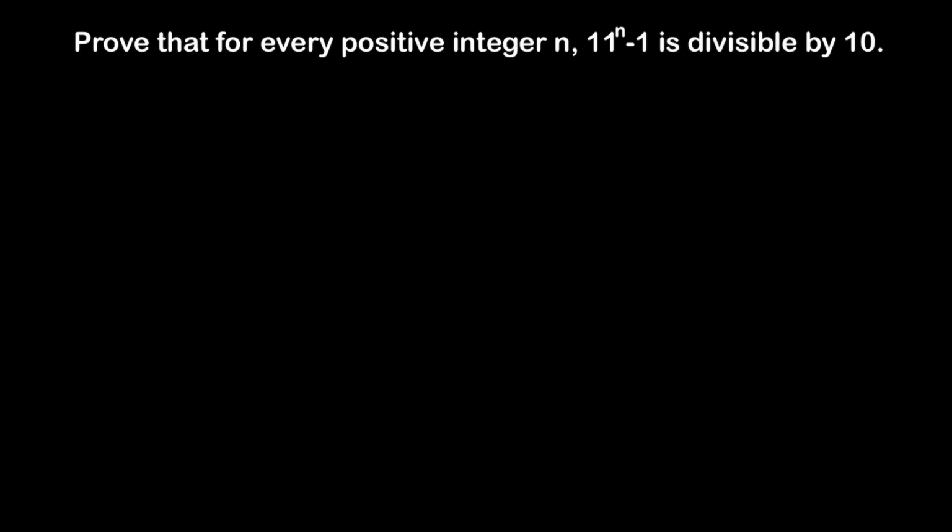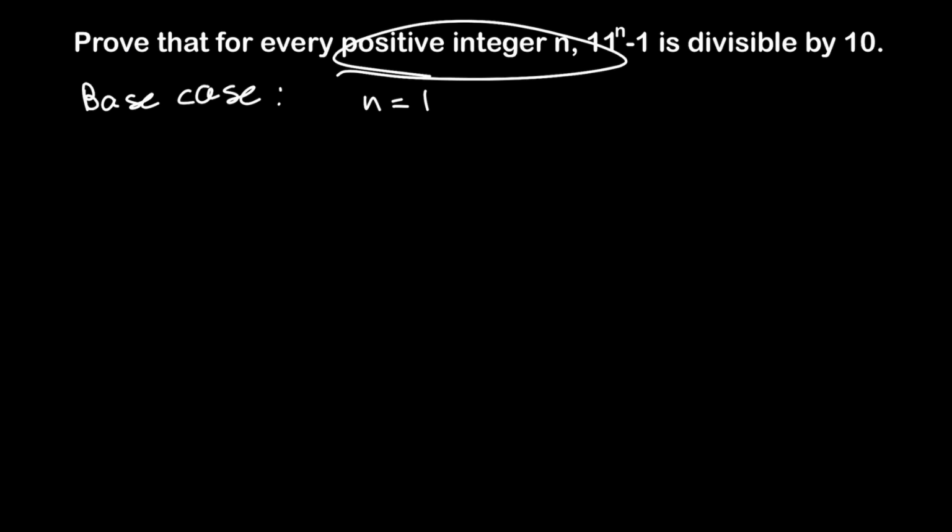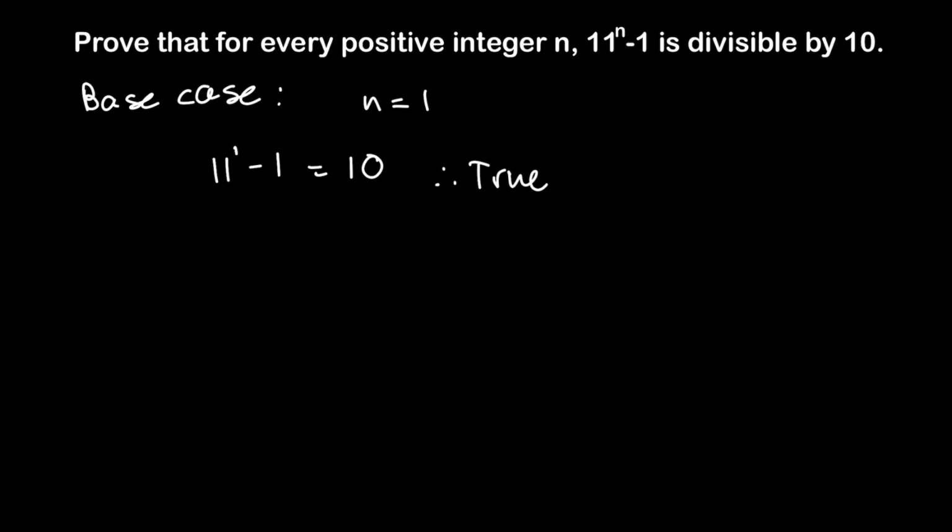We are going to use mathematical induction to prove that for every positive integer n, 11 to the power of n minus 1 is divisible by 10. Okay, so first off, we'll start with the base case. So the base case is then going to be for n equal to 1, because that is the first positive integer. Okay, so 11 to the power of 1 minus 1 is equal to 10, which is obviously divisible by 10, because it is itself. So, therefore, it is true for the base case, or for n equals 1.